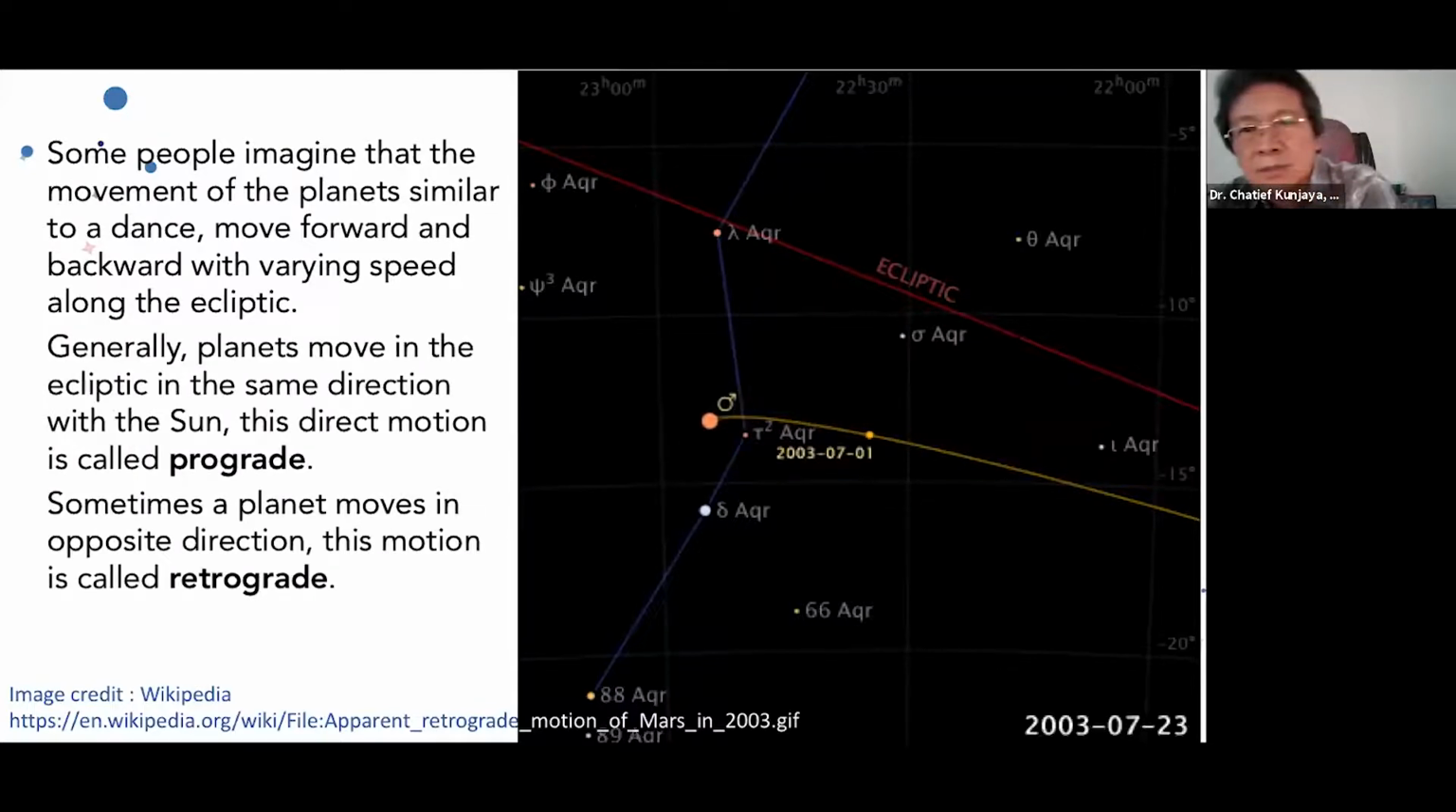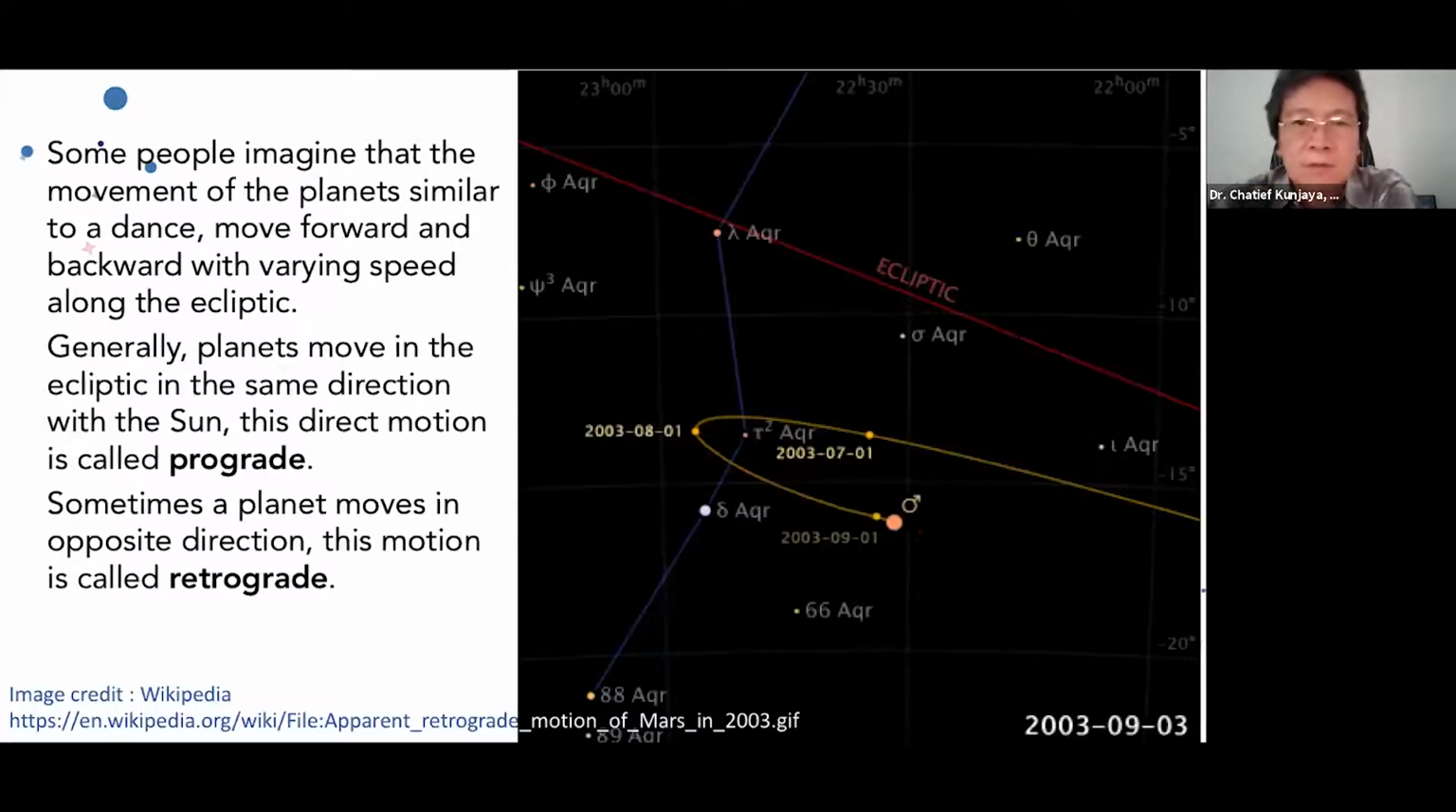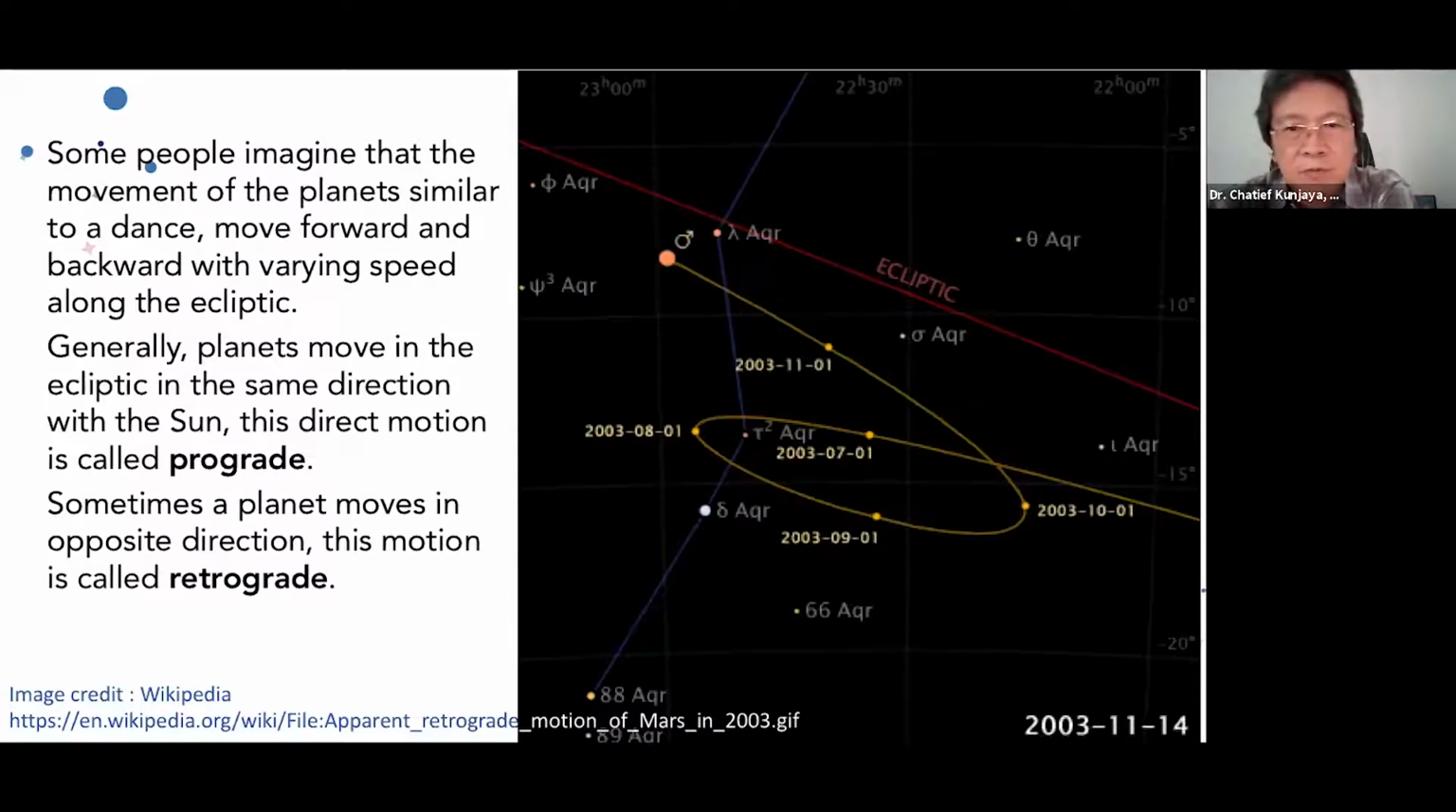When the planets move in the same direction as the movement of the sun, we call it prograde motion. But sometimes they move backward. In this motion you can see Mars, this is the planet Mars. Planet Mars first moves prograde, and then moves backward, which we call retrograde.